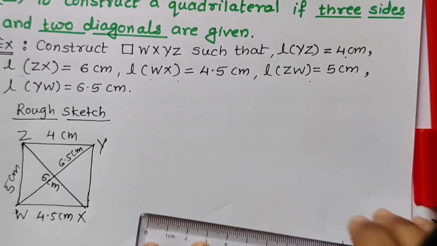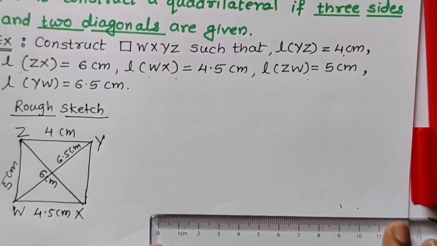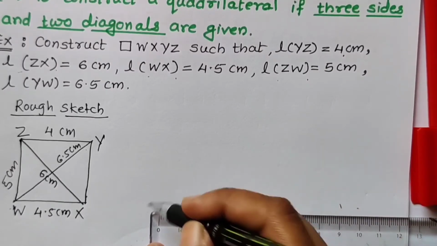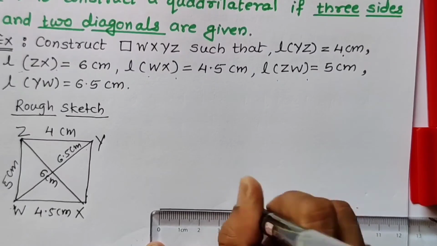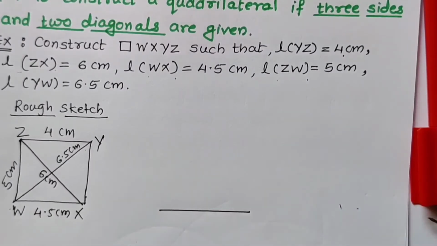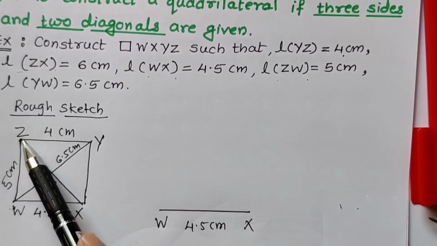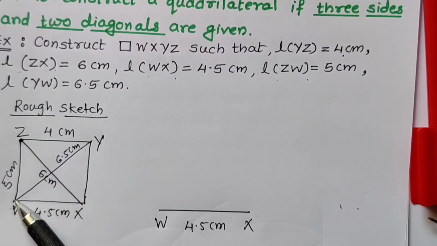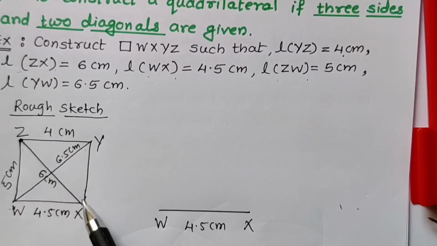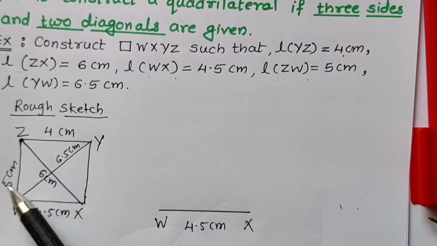First we are going to draw WX, which is 4.5 centimeter. From 0 to 4 point, it is WX 4.5 centimeter. Now we are going to fix the position of point Z. We are going to fix point Z. Point Z is at 5 centimeter from W and it is 6 centimeter from X. From X, Z is at 6 centimeter and from W it is at 5 centimeter.